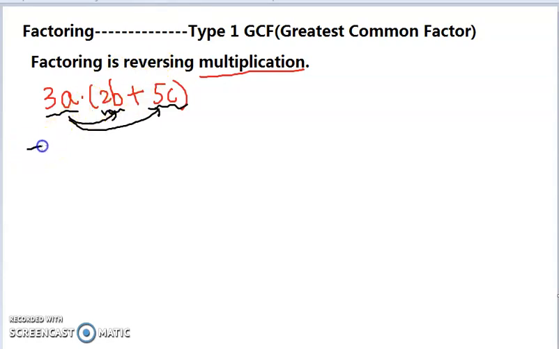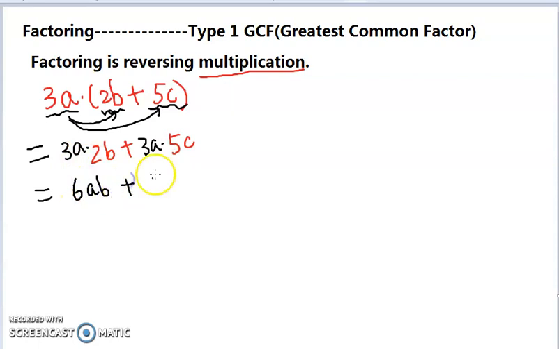So we can do that. Say we do 3a times 2b plus 3a times 5c. And next we're going to multiply: the number 3 times 2 is 6, a times b is ab, plus 3 times 5 is 15, a times c is ac. So that is the answer. If we have a question like that, it's called multiplying.